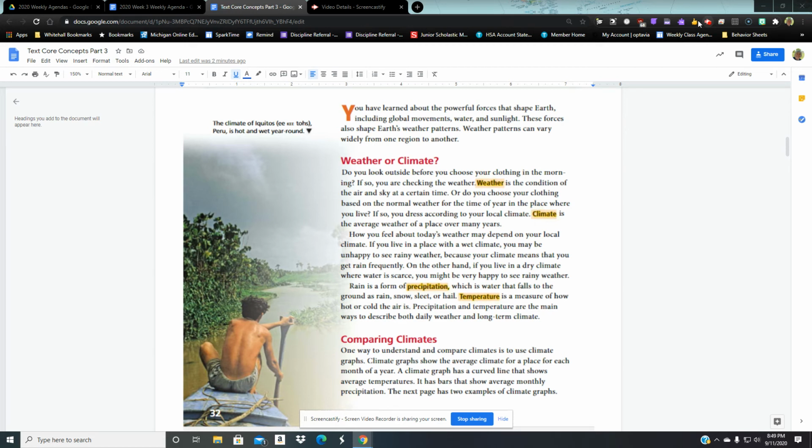Comparing climates. One way to understand and compare climates is to use climate graphs. Climate graphs show the average climate for a place for each month of a year. A climate graph has a curved line that shows average temperatures. It has bars that show average monthly precipitation. The next page has two examples of climate graphs.